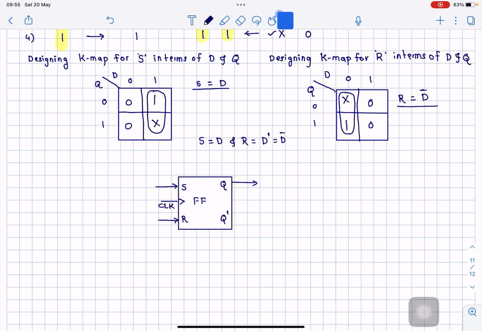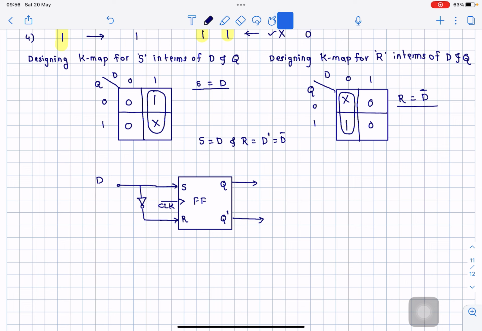Now what we want to connect at the S input is D, and what we want to connect at the R input is its complement. So here we directly connect D as an input, take its complement and connect it to the R input, and this will convert the SR flip-flop into a D flip-flop. So this is a simple procedure to convert the SR flip-flop into a D flip-flop.